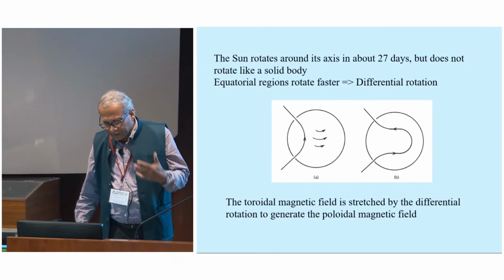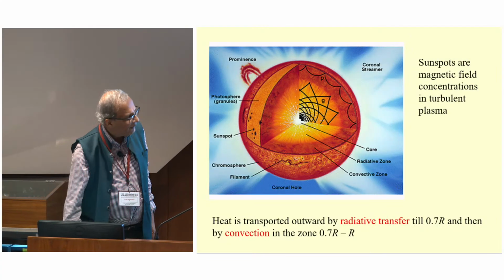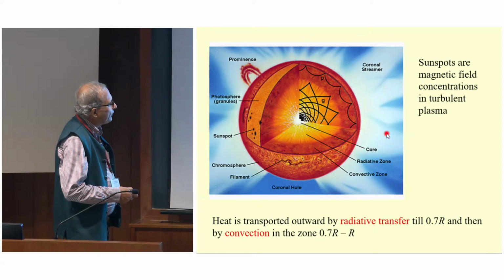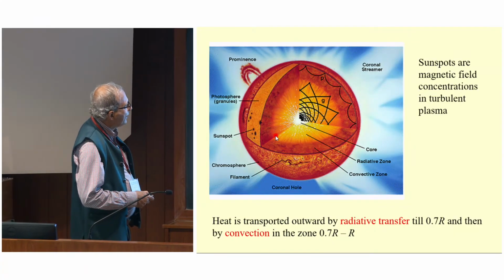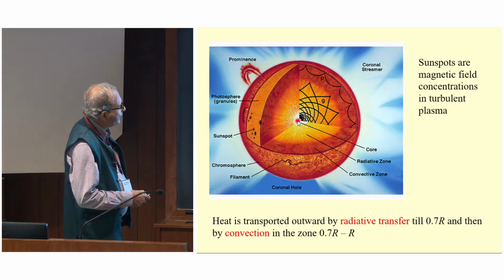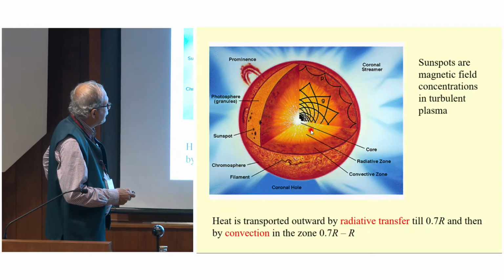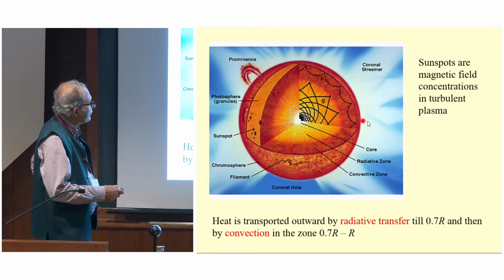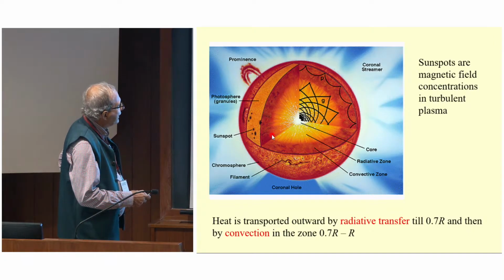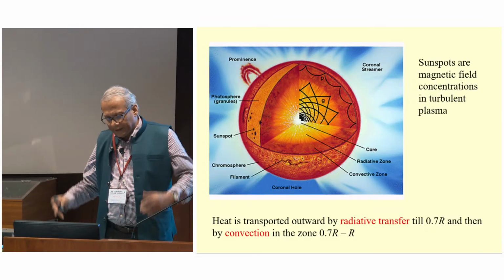So where does this production of the toroidal field take place? Before coming to that question, let me tell you a little bit about what the interior of the sun looks like according to theoretical ideas. The central temperature of the sun is estimated to be about 15 million degrees, and the energy is generated there by nuclear fusion reaction, in which hydrogen gets converted to helium. Then up to 0.7 solar radius, the heat is transported outward by a process called radiative transfer.